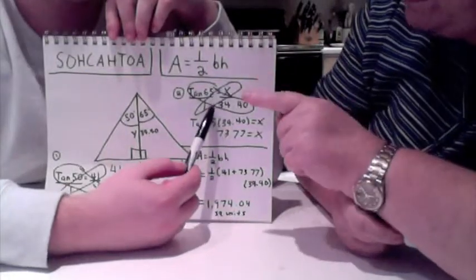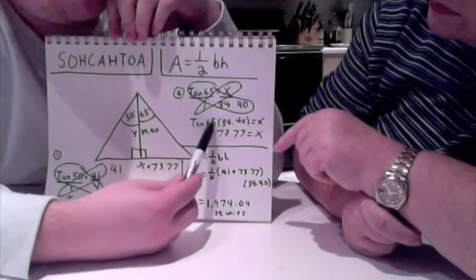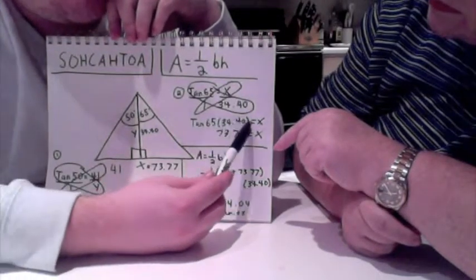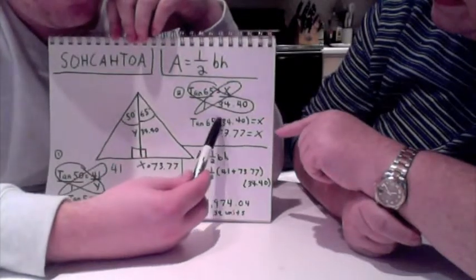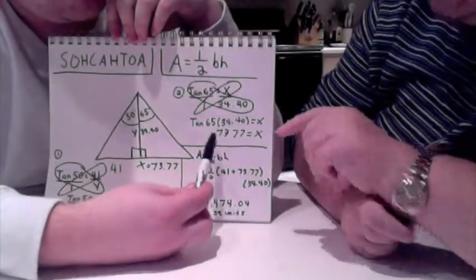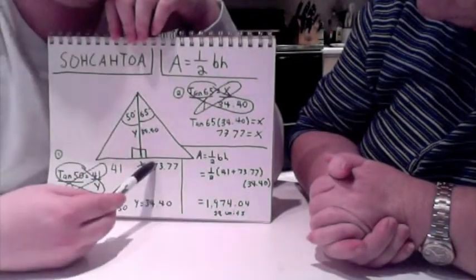And our height, our opposite over adjacent, which we just found out. So we're going to get tan 65 multiplied by 34.40 equals x. X is already by itself, so all you have to do is multiply the tan and your number. So you just get 73.77 equals x, and we found our other base.